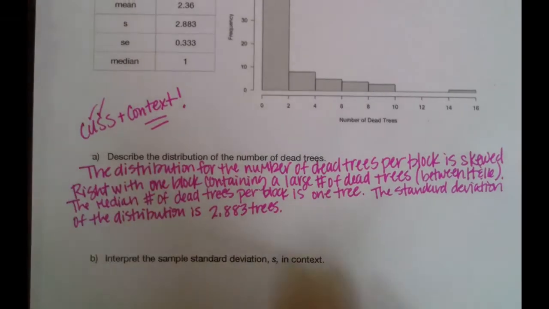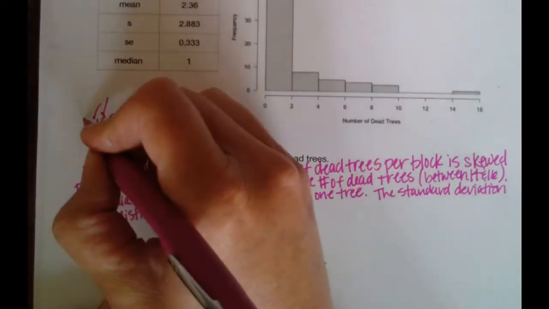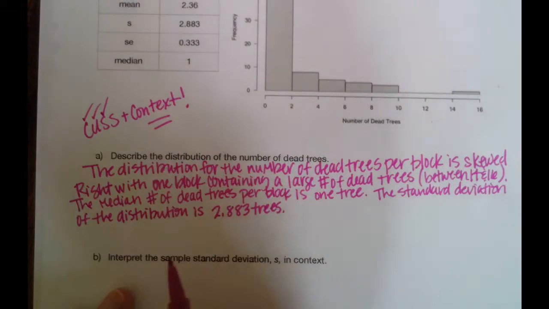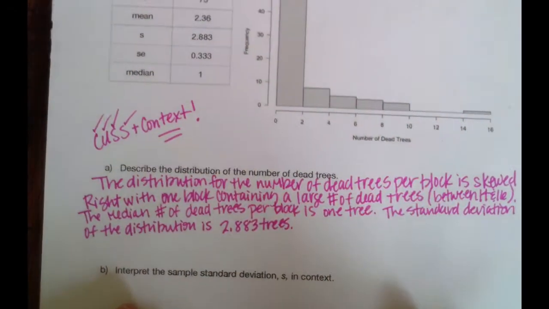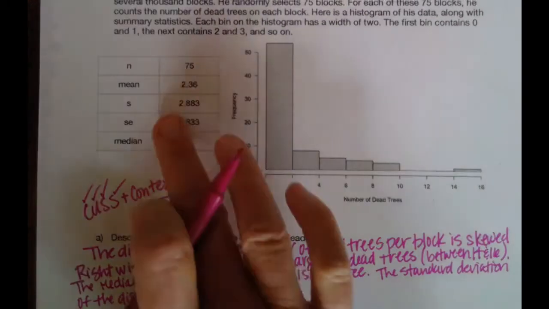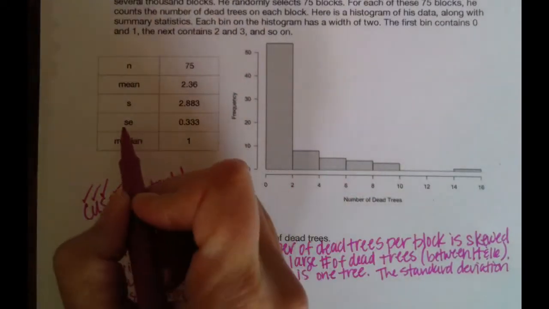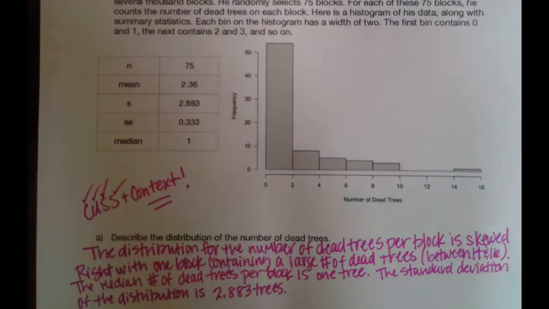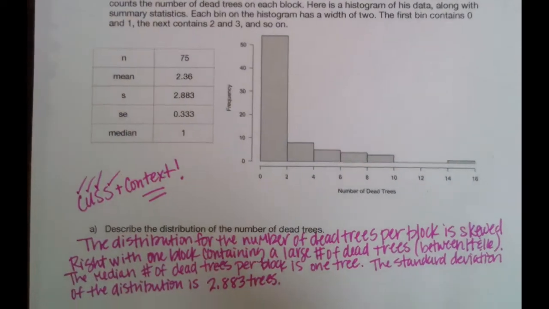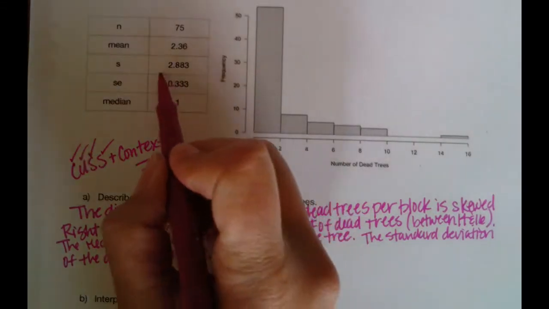So I put the median number of dead trees per block as 1 tree, so I said the center, and the standard deviation of the distribution is 2.883 trees. Now, normally you wouldn't be able to tell the standard deviation if it didn't have this. This is the standard error, okay? That is for your sampling distributions. Don't use standard error. Use standard deviation, which is this number here.